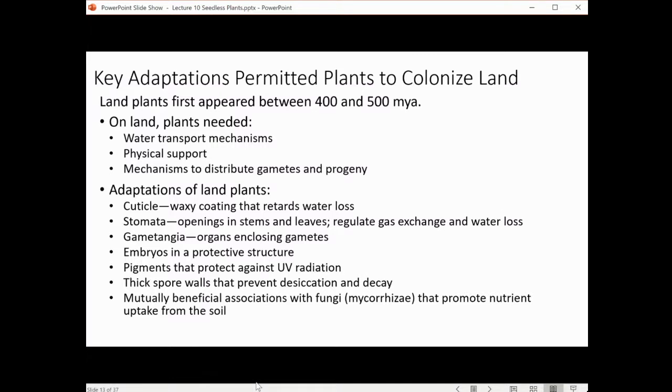Okay, so other adaptations, you have to protect your gametes. You have to be able to secure the ability to reproduce. And again, along the same lines, embryos are typically in protective structures. You also have to protect yourself from UV radiation. There's a lot of UV light that hits the surface of the earth. Much of that would be filtered out by water if you're in water, so you need a way to deal with that. And you can see some of the others, thick spore walls.